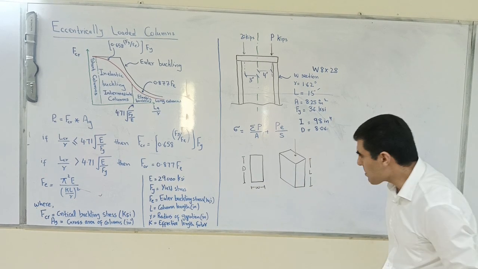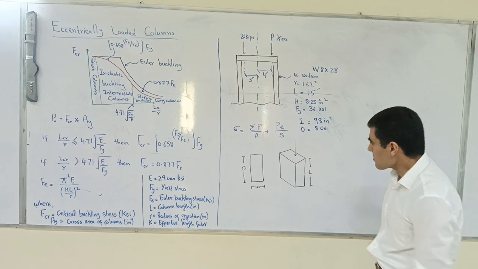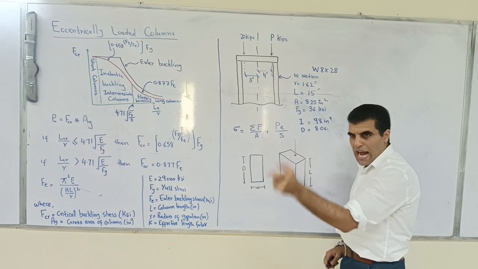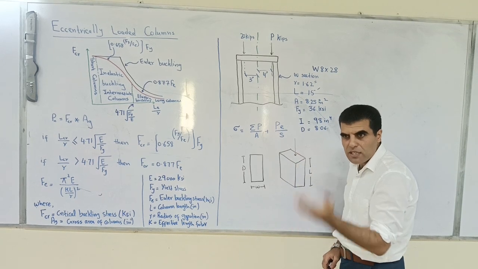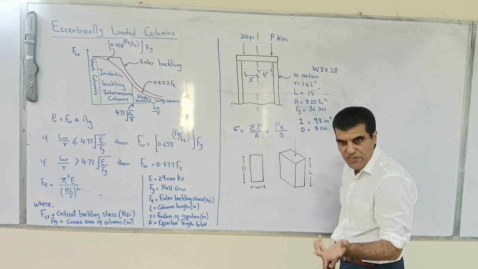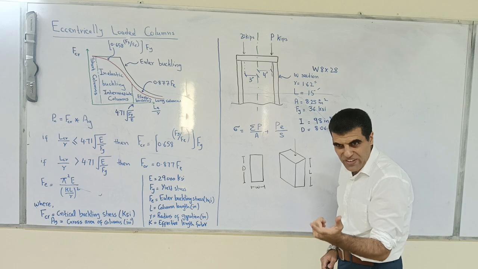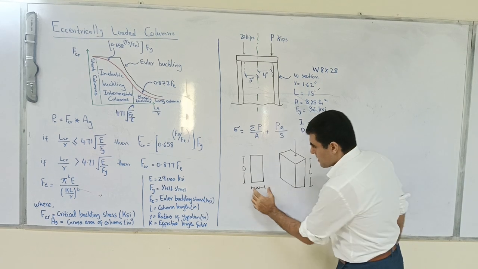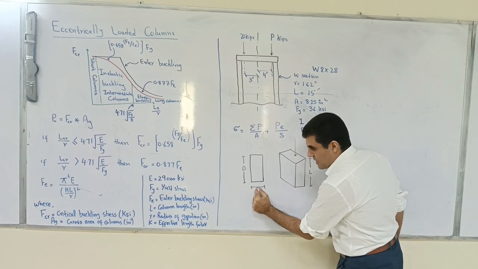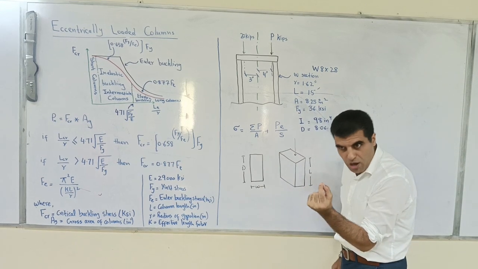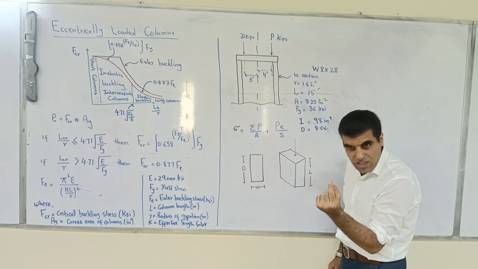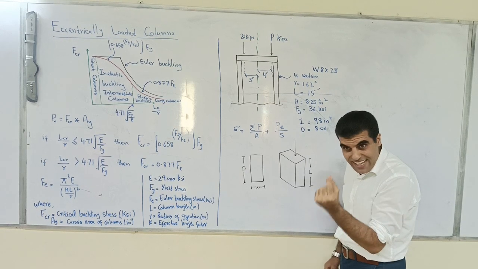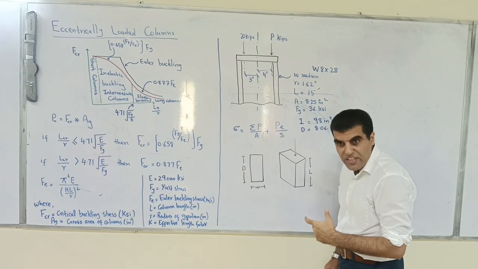Now I give you an example of a paper and an eraser. Eraser is a bit more challenging to buckle and paper is easier to buckle. The reason is that in the case of paper, this W is very small. Because this W is very small, that's why it buckles easily.